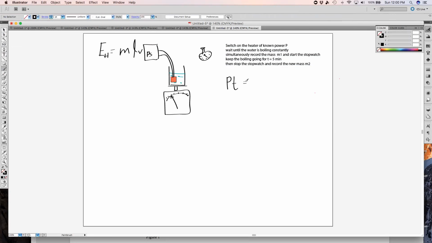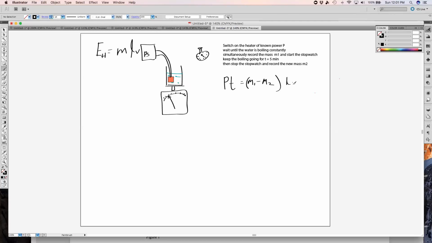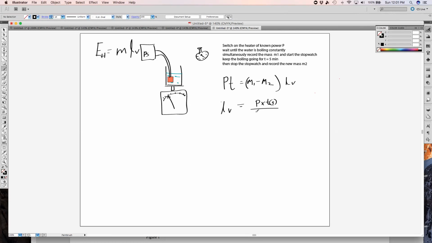So we have P T is equal to M1 minus M2 in this case, because the change in mass, multiplied by L_V. So to work it, L_V is equal to P multiplied by the time, but the time, of course, must be converted to seconds. Simple. So that is a method to determine the latent heat of vaporization. P by time in seconds divided by the change in mass.